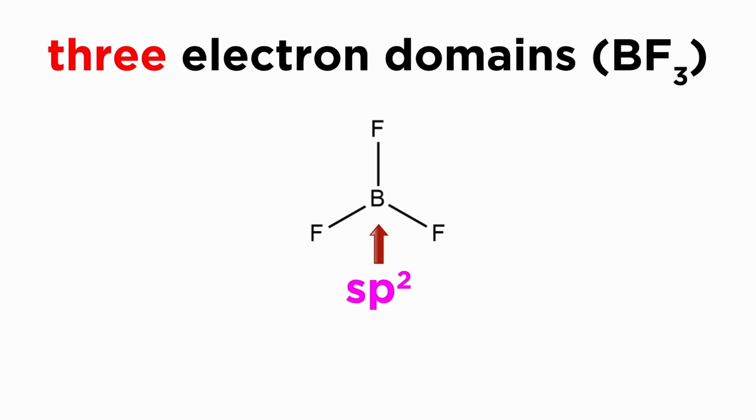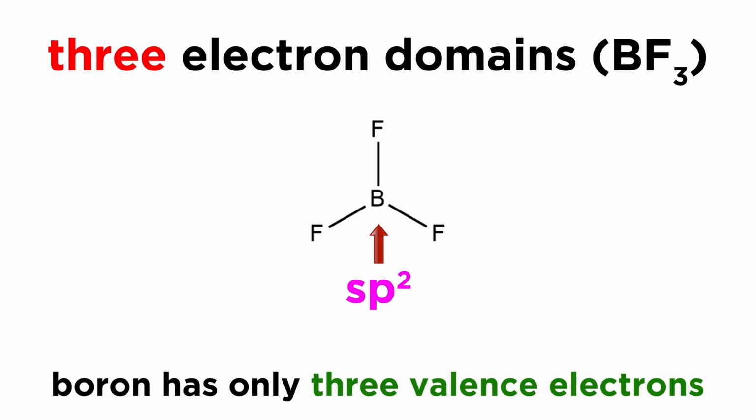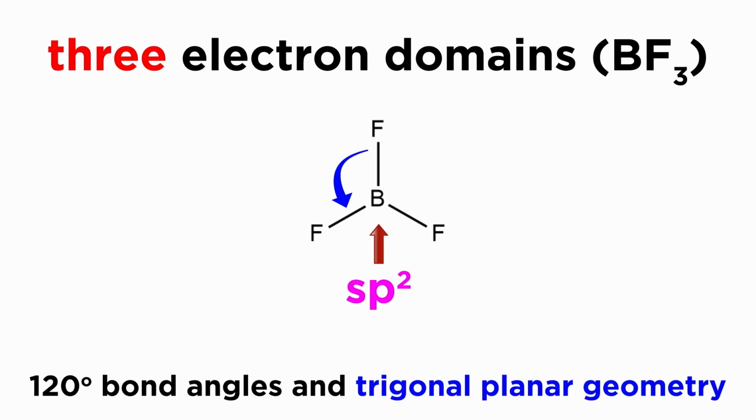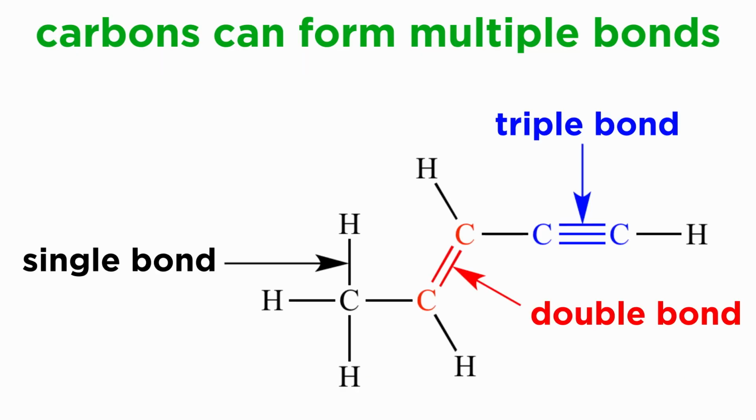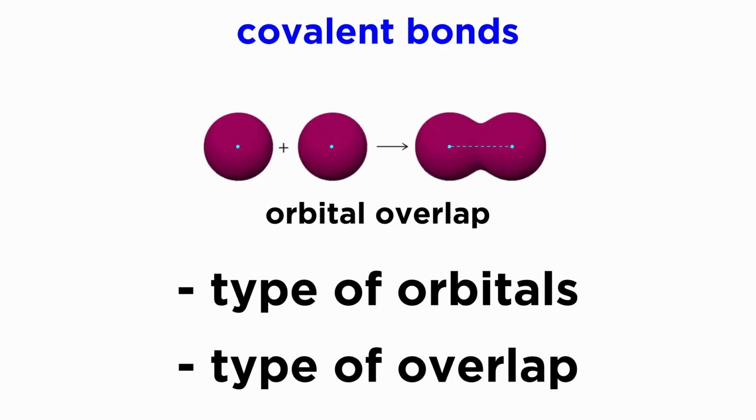This could be something like BF3, where boron has only 3 valence electrons and thus can participate in only 3 covalent bonds. In this situation, we will get 120-degree bond angles and trigonal planar geometry. But things get a bit more complicated when looking at molecules with multiple carbon atoms that participate in either double or triple bonds. As we already know, covalent bonds occur due to orbital overlap, but the type of bond that forms will depend on the types of orbitals and the type of overlap that is occurring.